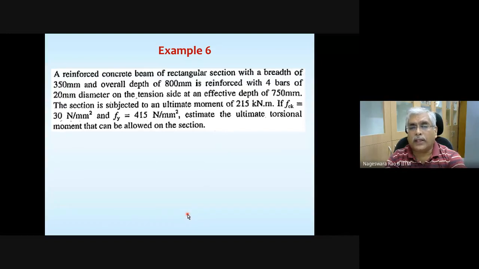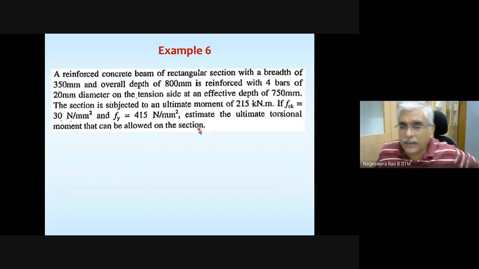So let's go further. Here in this particular example, a rectangular beam, width is 300 mm, overall depth 800 mm, reinforced with 4 bars of 20 mm diameter on tension side at an effective depth of 750 mm. Section is subjected to ultimate moment of 215 kilonewton meter. Grade of concrete is given, grade of steel is given. Estimate ultimate torsional moment that can be allowed on the section.